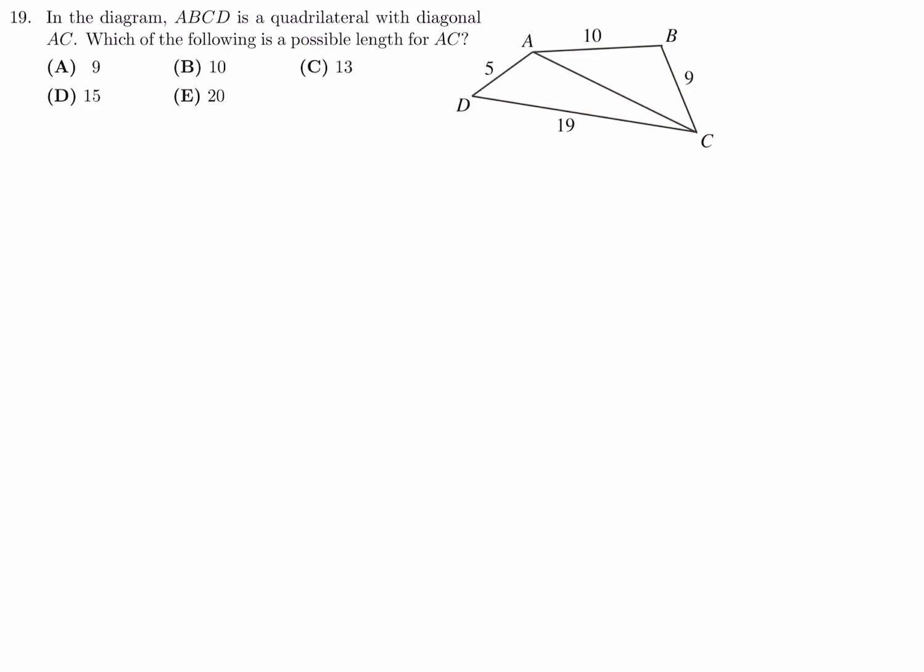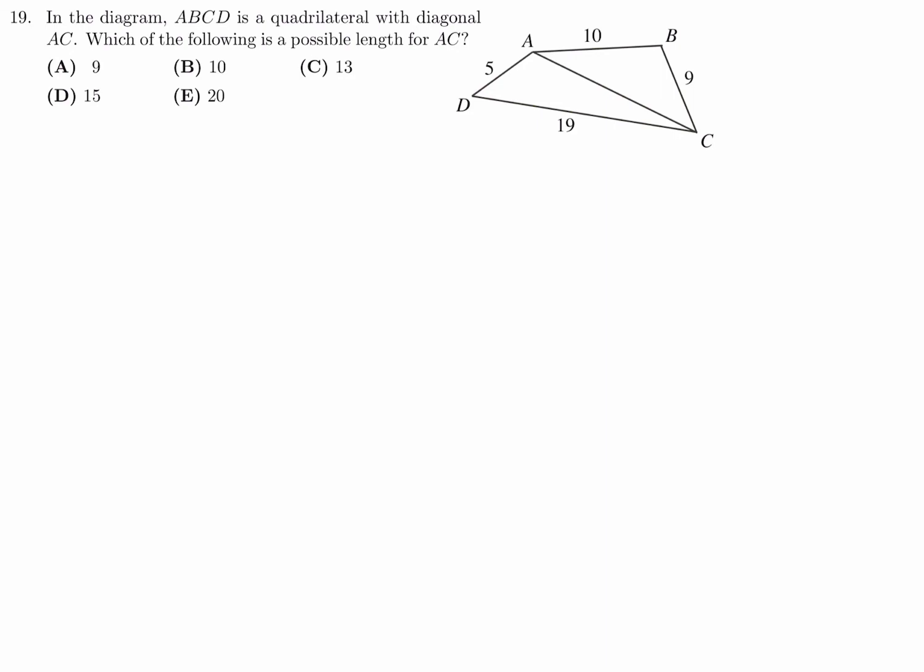In the diagram, ABCD is a quadrilateral with diagonal AC. Which of the following is a possible length for AC? So at first glance, you think, well, there's no right triangle here, and there's no angles, and do I use trigonometry, or do I use law of cosines? What do I do here? I don't know. I'm stuck, right?